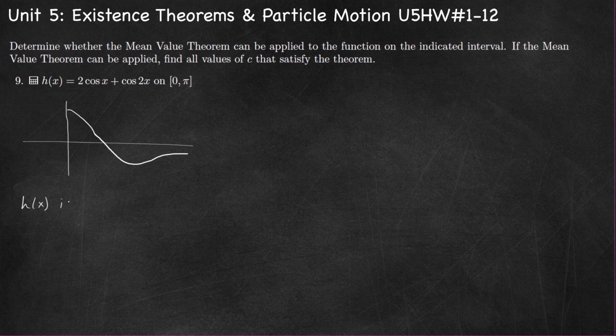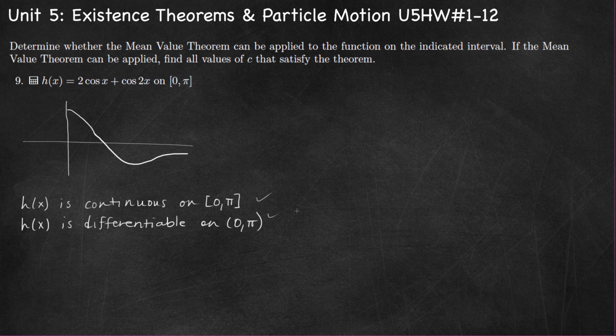H of x is continuous on the closed interval from 0 to pi, and it is differentiable on the open interval from 0 to pi. So the mean value theorem does apply here. Our derivative, h prime of x, equals, the derivative of 2 cosine x is -2 sine x, plus the derivative of cosine 2x is -2 sine 2x.